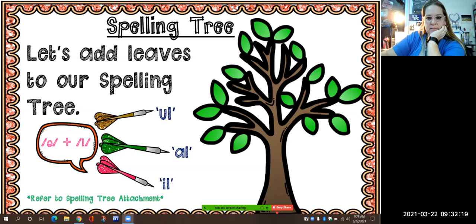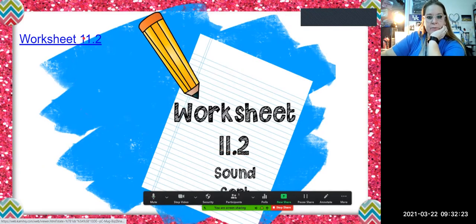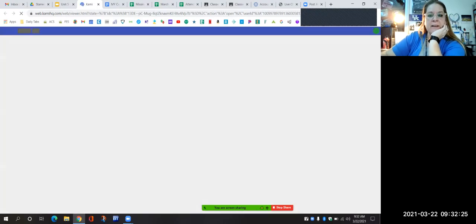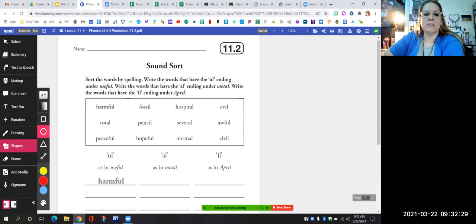Okay, so there was our tree. All right, so today for your phonics work, you're going to have worksheet 11.2, okay? And it's just a word sort, okay? It's a sound sort. You're going to sort the words by spelling.